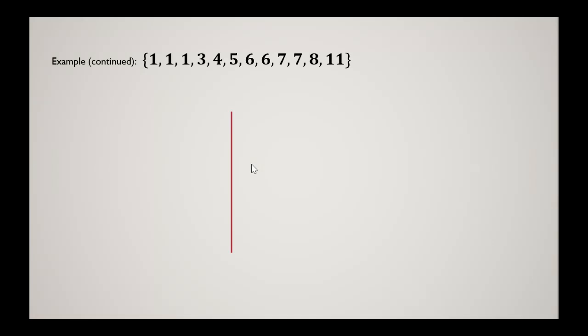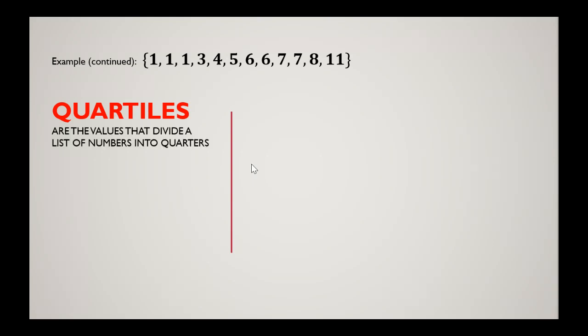Same example, right? We're going to look at something called quartiles. When you hear the word quartiles, you might think of words like quarters or quadrants, or even quarts and gallons, right? Things like that. And so when we talk about quartiles, those are just going to be values that divide a list of numbers into quarters.